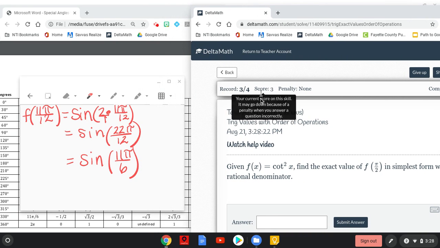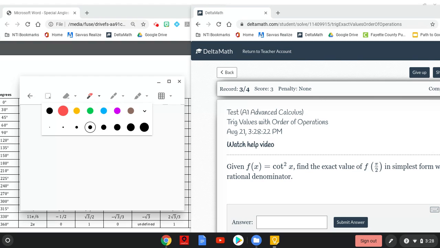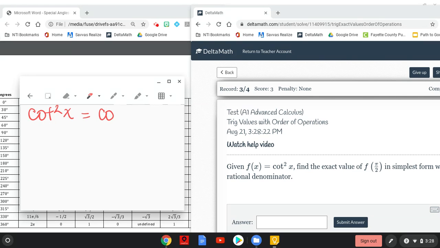That's where if you have something like this problem with the cotangent of x squared, or cotangent squared of x, I just want to point out that anytime you see the cotangent of x squared, like cotangent squared of x, that's the same as the cotangent of x and then square the whole thing. So if I'm trying to find f of pi over 2, then I need to find the cotangent of pi over 2 and square that entire expression.